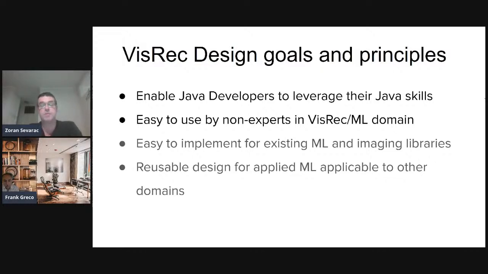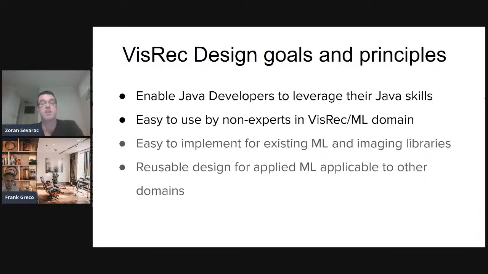Next is to make it easy to implement for existing machine learning and imaging libraries. For this API, we provide a reference implementation, which is based on the community edition of DeepNetts deep learning engine, but we are also working with other frameworks and libraries and looking to provide other implementations.